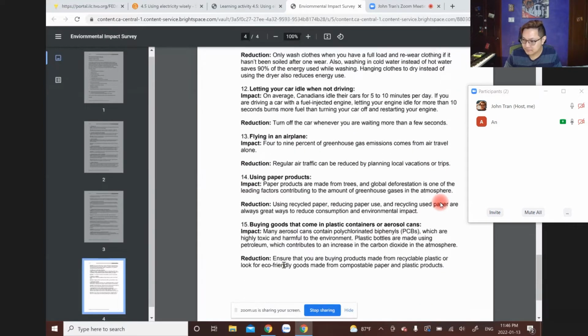Last one. Buying goods that come in plastic containers or aerosol cans. Is that how it's called? Aerosol cans. Many aerosol cans contain polychlorinated biphenyls (PCBs), which are highly toxic and harmful to the environment. Plastic bottles are made using petroleum, which contributes to increased carbon dioxide in the atmosphere. Ensure that you are buying products made from recycled plastic, or look for eco-friendly goods made from compostable paper and plastic foam.